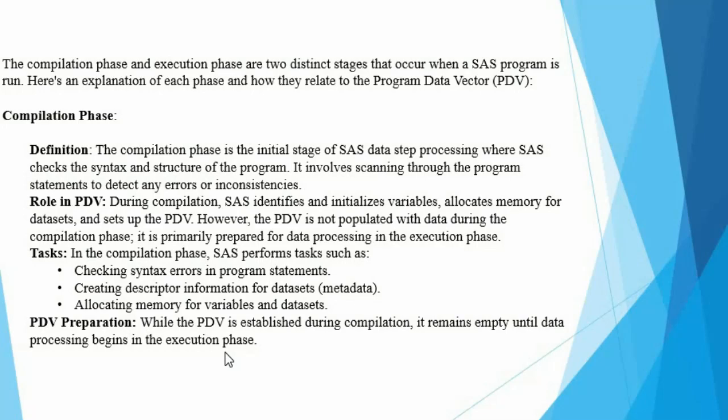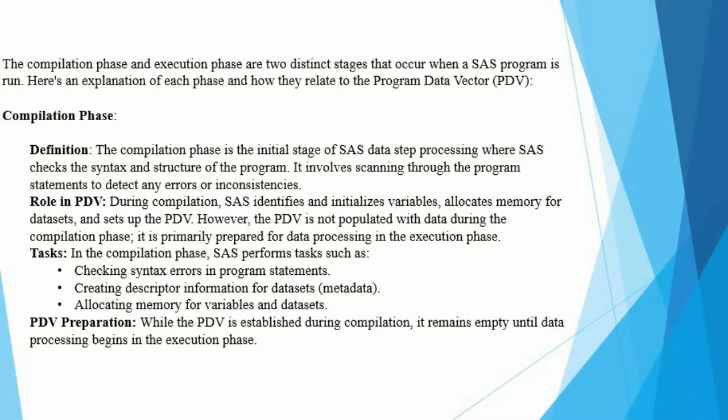During this phase, SAS also sets up something called the PDV. Think of the PDV as a workspace where SAS keeps track of all the variables and data it is going to work with for the data execution phase, which is the next phase after the compilation phase. But here is the catch. During compilation, the PDV is like an empty desk waiting for a task.